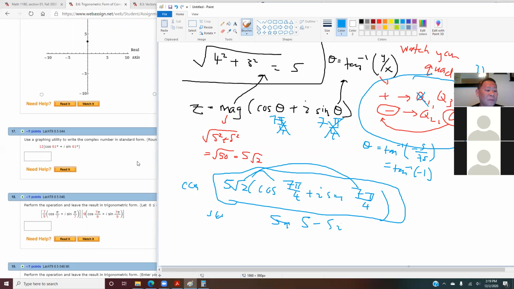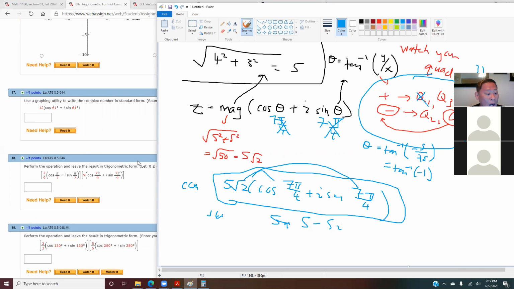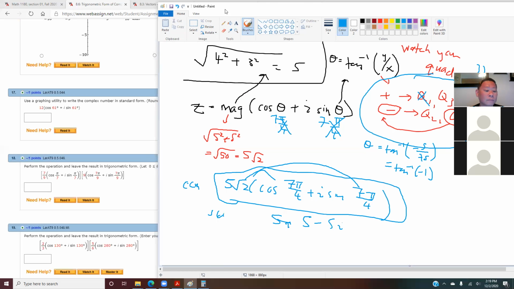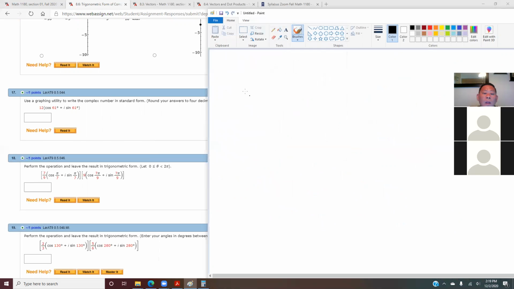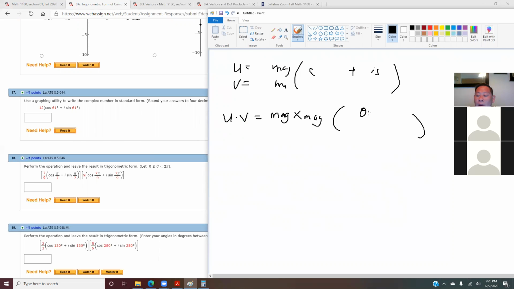The next thing I want to point out to you here is how we multiply. Okay, so formulas. If you know the u and v in trigonometric form, the magnitude, and then the cosine plus i sine theta. If you are multiplying these two together, what you need to do here is take the magnitudes and multiply them, and then the theta, you add it.